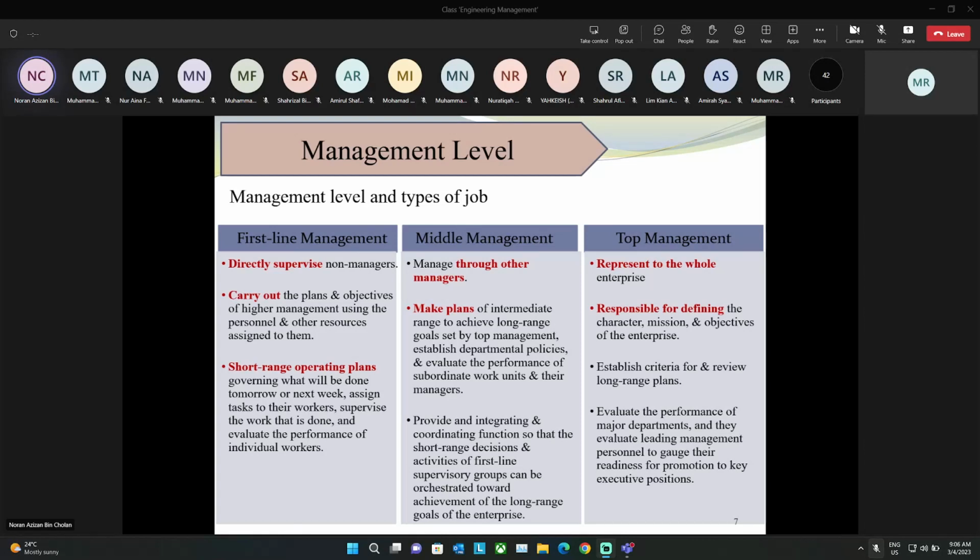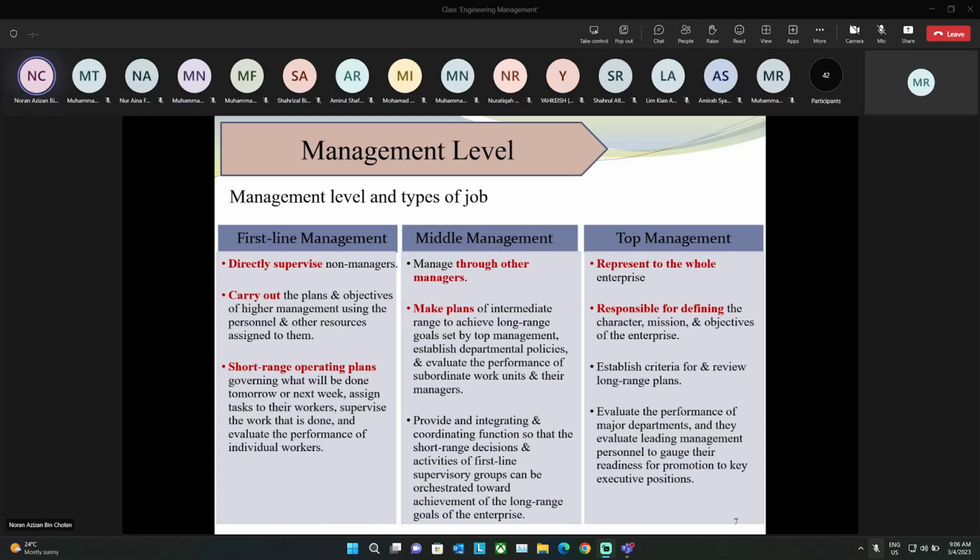Usually, the chief engineer executes the direction of the top management. The job scope of the top management is to represent the whole enterprise and be responsible for defining the mission and objective. The company has a mission and objective, so top management does that. It's basically about planning: what's the plan of the company?